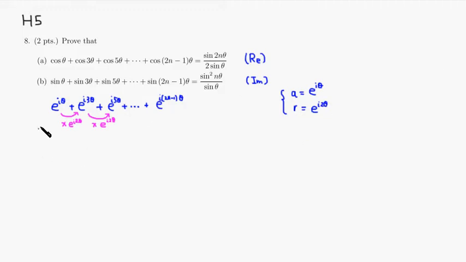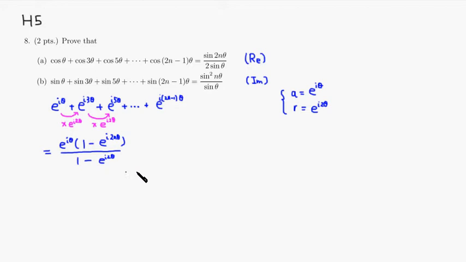So using the partial sum of the geometric series, we know that this is going to be e to the i theta times the quantity 1 minus e to the i 2n theta, divided by 1 minus r, which is 1 minus e to the i 2 theta.